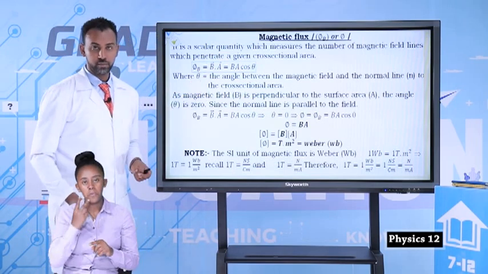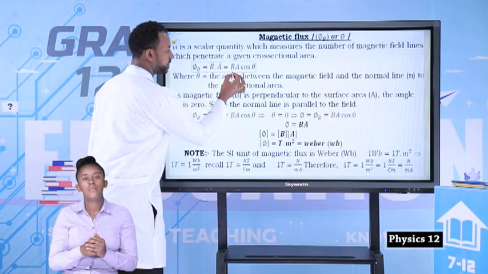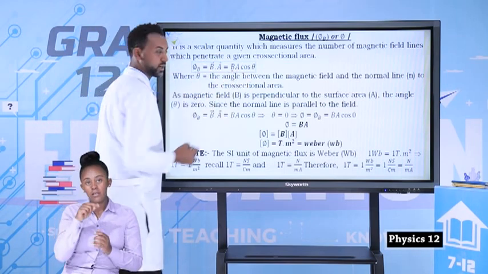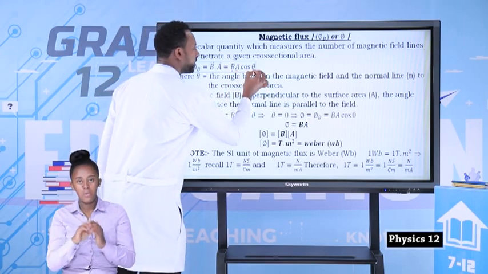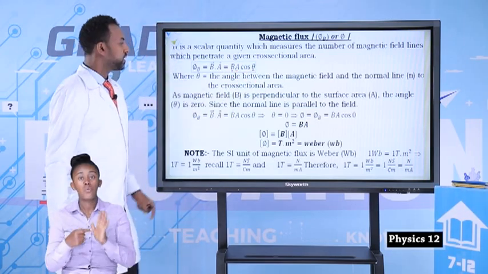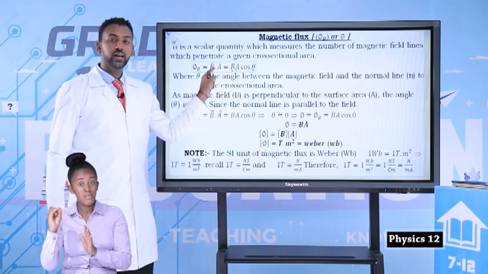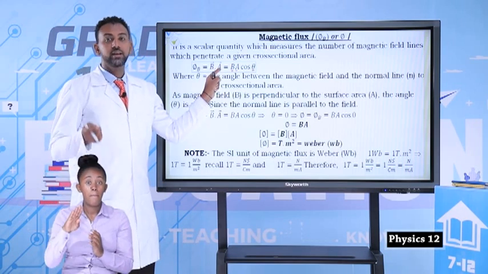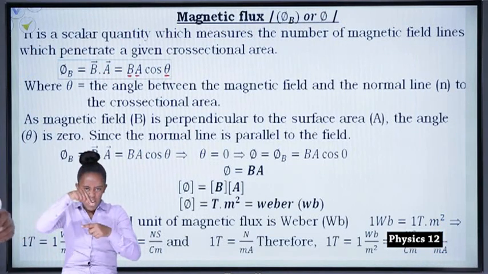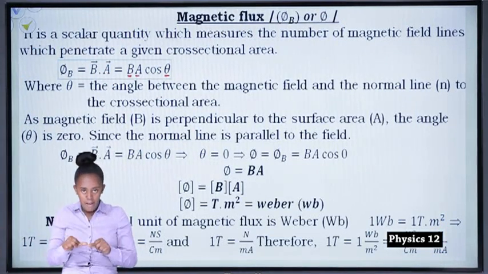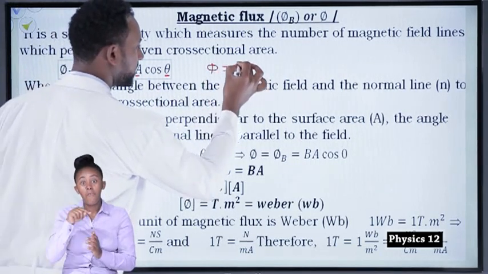B dotted A. The magnitude of magnetic flux can be determined as what? B, which is magnetic field, times A, cross-sectional area, times cosine of theta, where theta is the angle between the magnetic field and not the area, rather the normal line, or the perpendicular line to the area. And sometimes some books represent this as flux phi can be given as what?